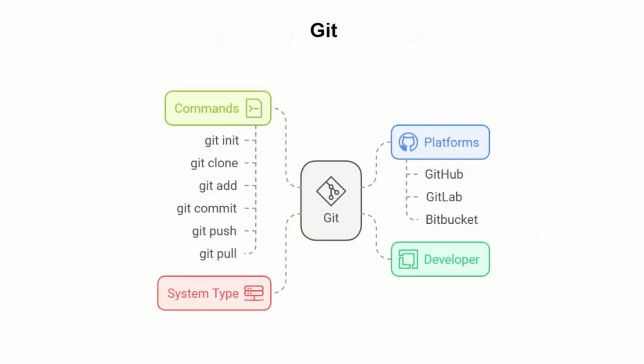So Git, the most popular distributed version control system, was developed by Linus Torvalds, the creator of Linux. It is a distributed system, where every developer has the full history of the project on their local machine.